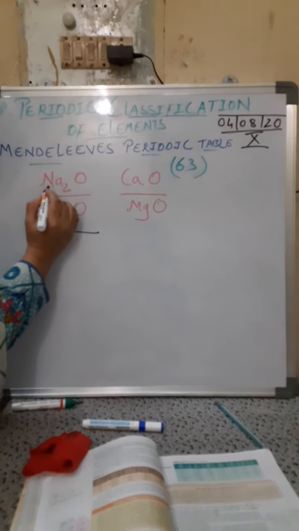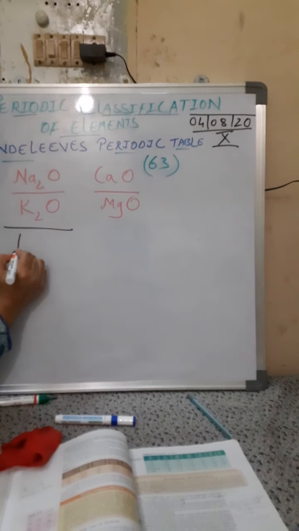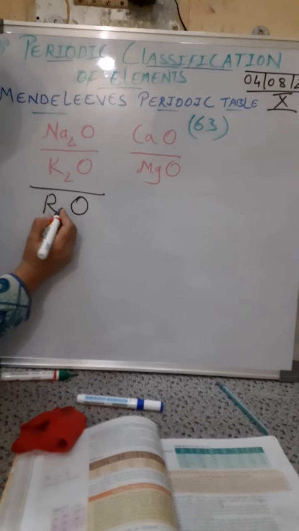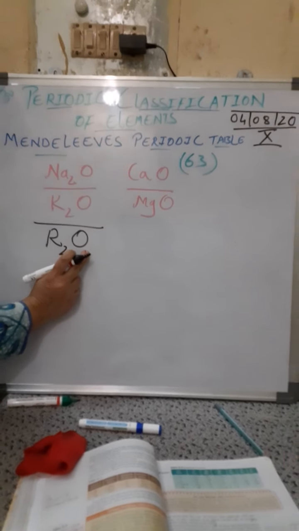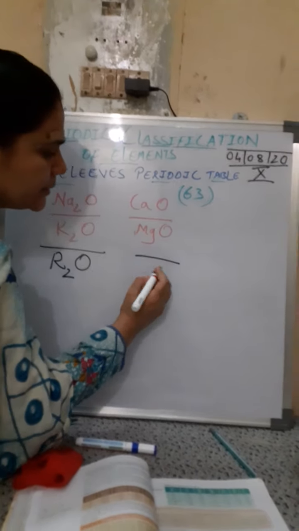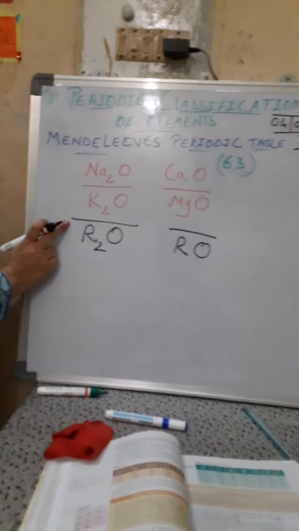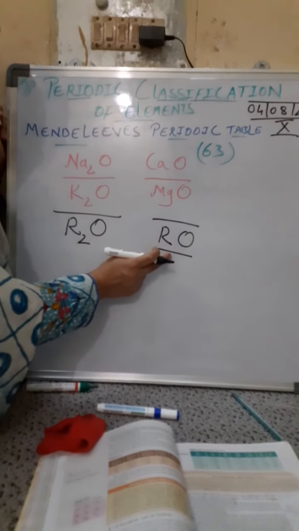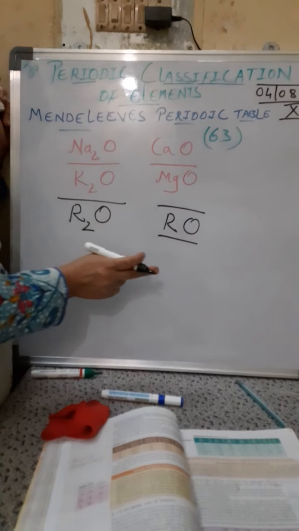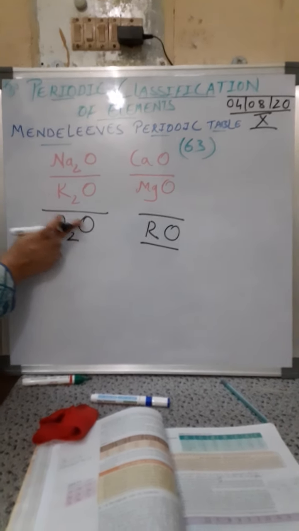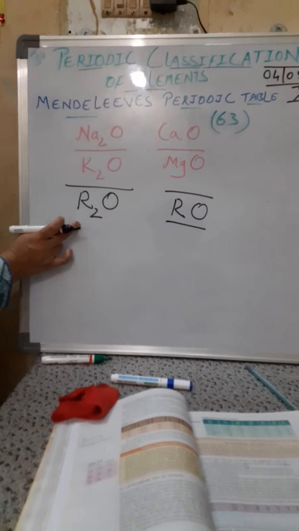If I consider Na and K as represented by R, how many R's are combining? 2. With how many oxygens? 1. So my general formula for sodium and potassium will be R2O. Similarly, if I consider calcium and magnesium, what is their common formula? RO. Since they have a common general formula, their chemical properties also will be similar. So sodium oxide and potassium oxide will be similar in their chemical properties as they have similar chemical formulas. The same goes for calcium and magnesium.